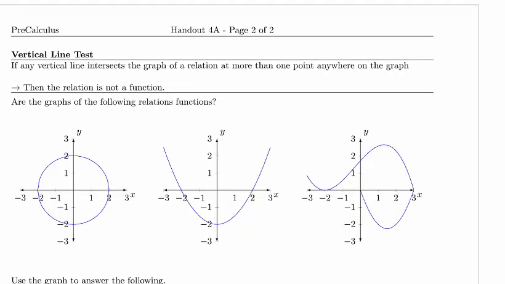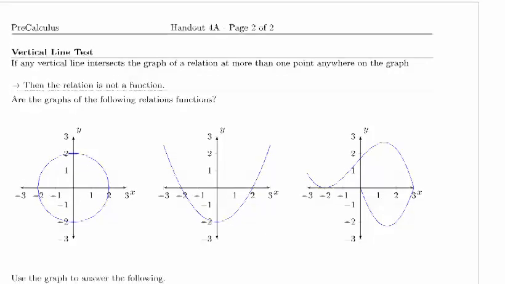And here we see the vertical line test spelled out in print. If any vertical line intersects the graph of a relation at more than one point anywhere in the graph, then the relation is not a function. Note, it is still a relation, but it is not a function.